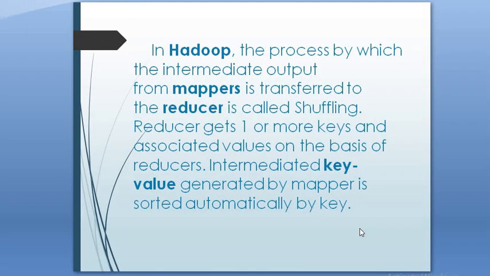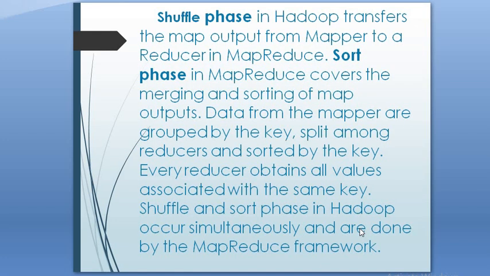In Hadoop, the process by which the intermediate output from mappers is transferred to the reducer is called shuffling. Reducer gets one or more keys and associated values on the basis of reducers. Intermediate key value pairs generated by the mapper are sorted automatically by key. The shuffle phase transfers the map output from mapper to the reducer. The sort phase covers the merging and sorting of map outputs. Data from the mappers are grouped by the key, split among the reducers and sorted by the key. Every reducer obtains all values associated with the same key.